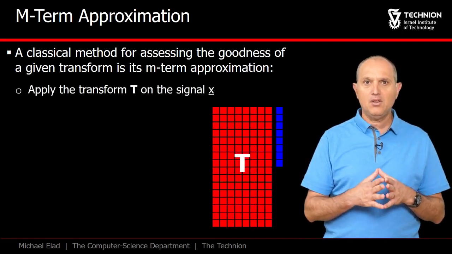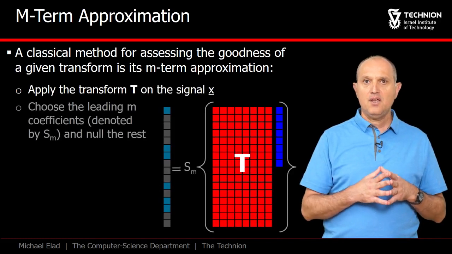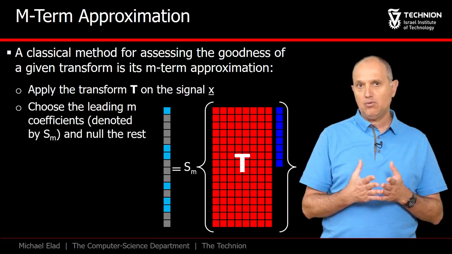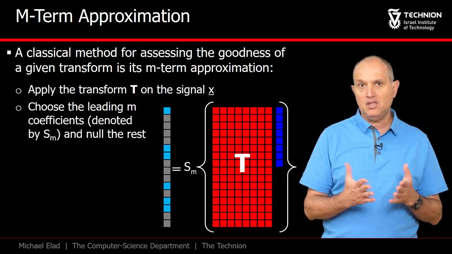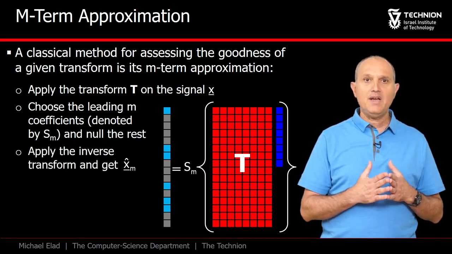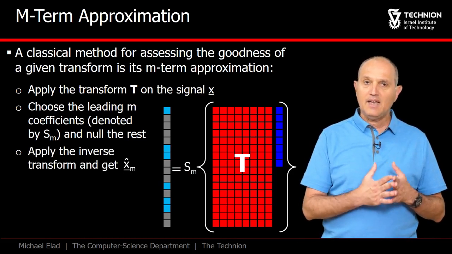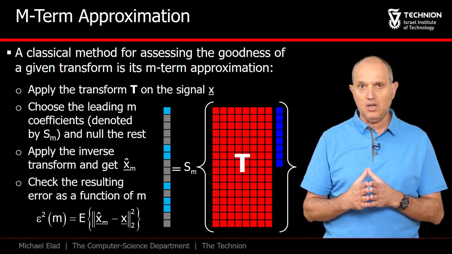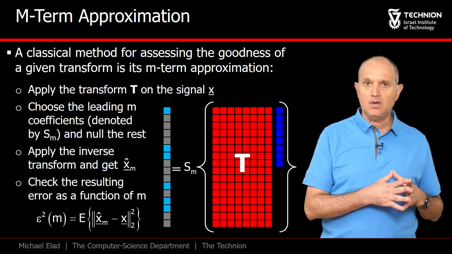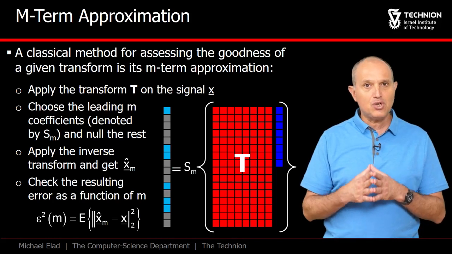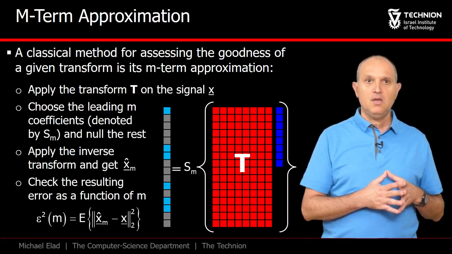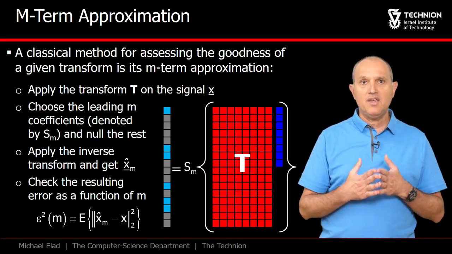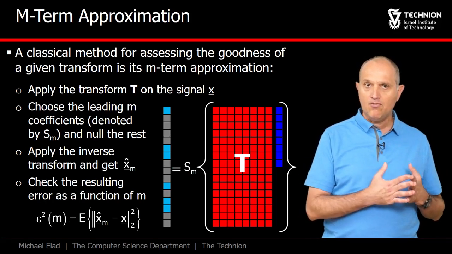We start by applying the transform T on the signal X, and then we choose the leading M coefficients while nulling the rest. The outcome is our representation, and naturally it is M sparse. We apply now the inverse transform and get X_M hat. Our last step is to evaluate the distance between the original signal X and its approximated one, and pose this error as a function of M, the number of non-zeros. Naturally, all the above should be done on a corpus of signals, presenting the average error as a function of M for the signal source.